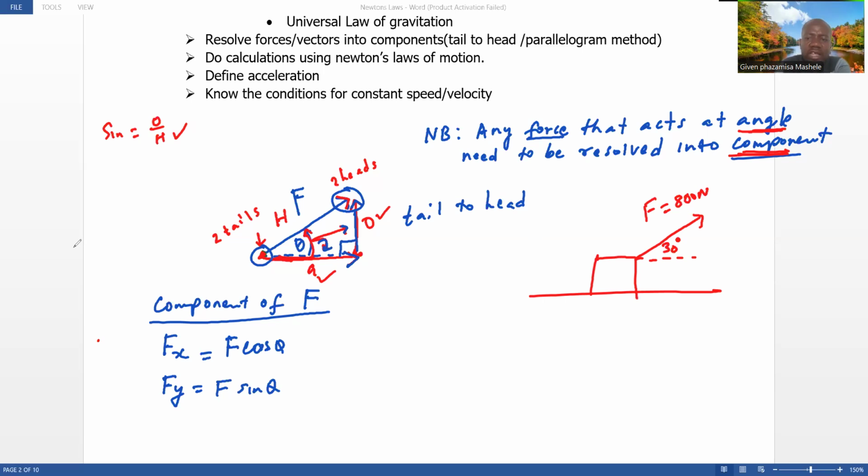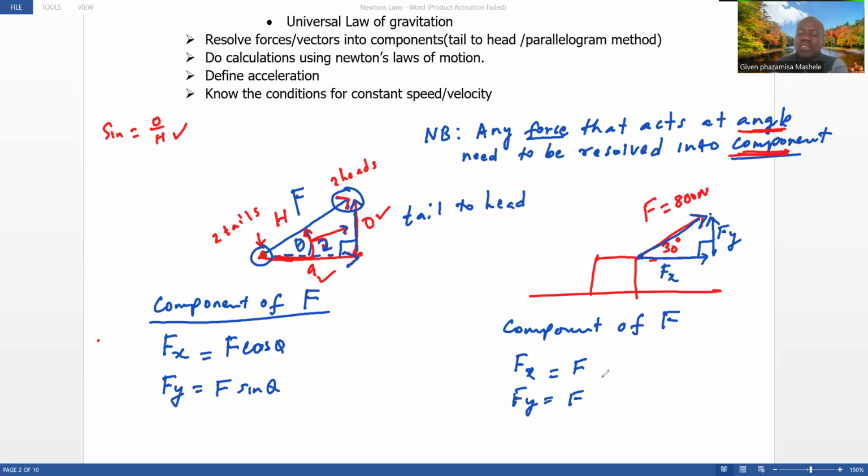To do that, we can use tail to head. This is the tail, this is the head. So we need another head here. So we're going to say tail to head and tail to head, with 2 heads, 2 tails. Because this is the horizontal, we're going to call it the FH or Fx. And this will be the Fy. So we have the components of F, which are the Fx and the Fy. Both are components of the resultant, so they will both have F.